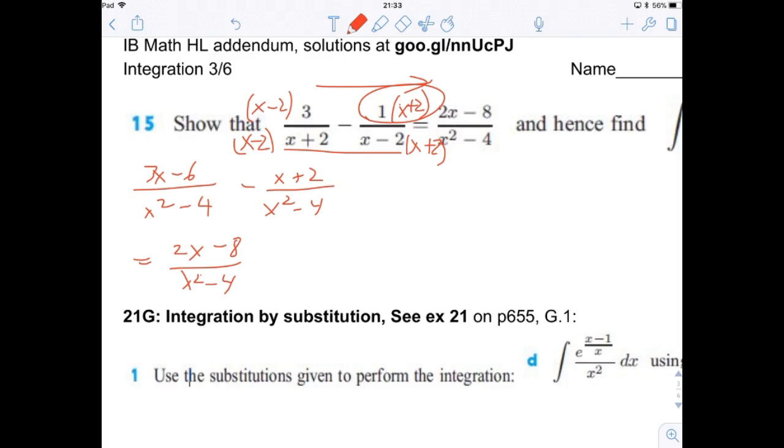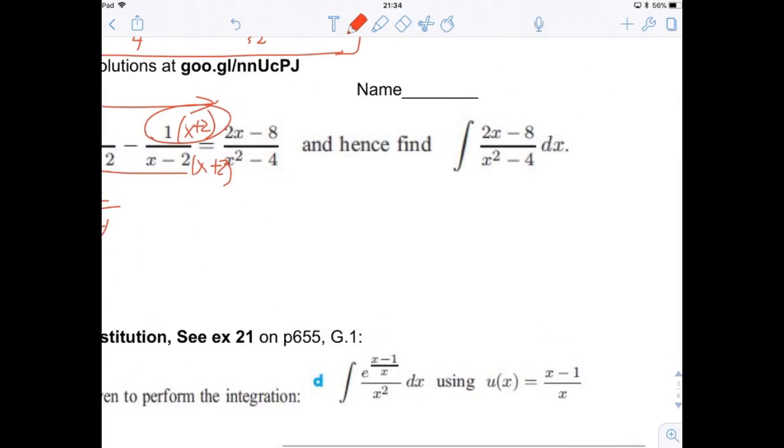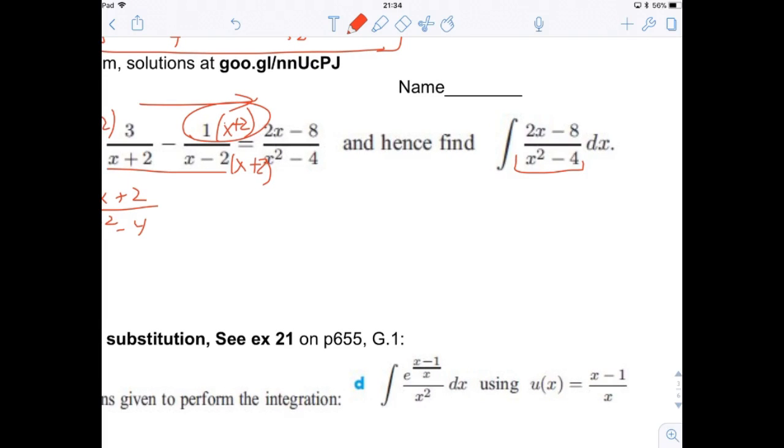Okay, and now that we have shown that that's true, when they ask us to find the integral of this, you can see that if the top was 2x only, that would be something we could take the integral of easily because that would be the remainder of the chain rule on top. It's not, so we need to use this identity that we just demonstrated. So instead of putting this, I'm going to put the equivalent expression, 3 over x plus 2 minus 1 over x minus 2 in the middle of the integral.